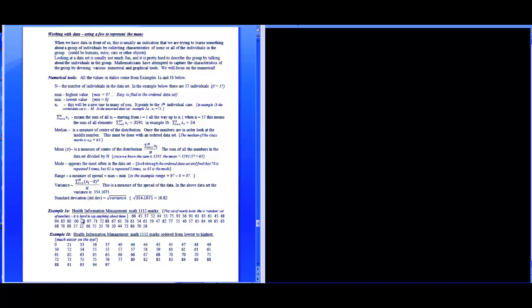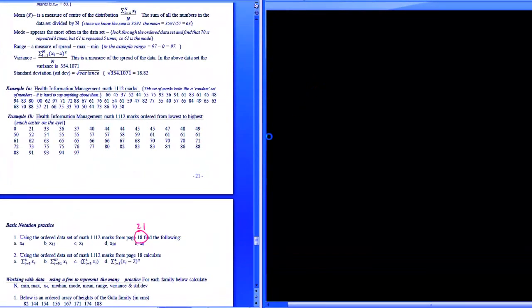Example 1a is a data set of health information math 11-12 marks. These are true marks from, I think, a year or two ago. Example 1b is the same set of marks, but nicely ordered and arranged so that you can make some sense out of it. So you can see this group of people did not pass the course. It's hard to see how many passed the course in the first example. So clearly, the first thing we're interested in doing is ordering the data set. For this set of exercises, you'll work with the ordered data set, example 1b.